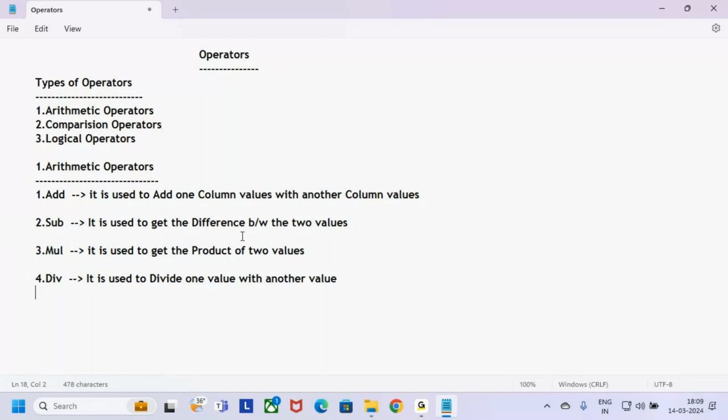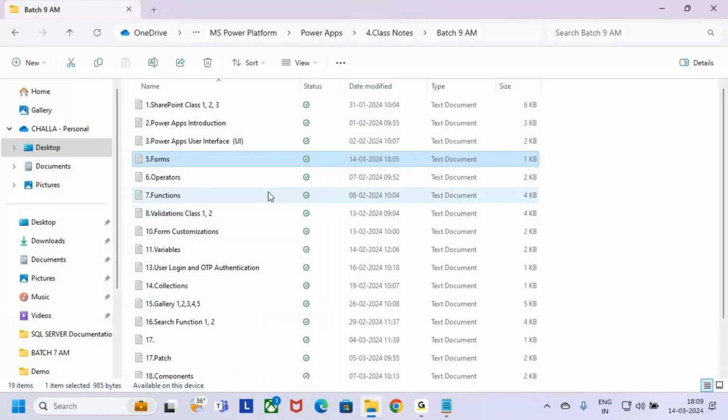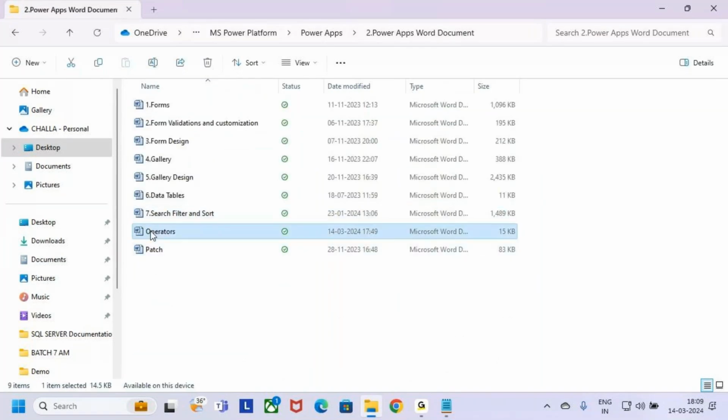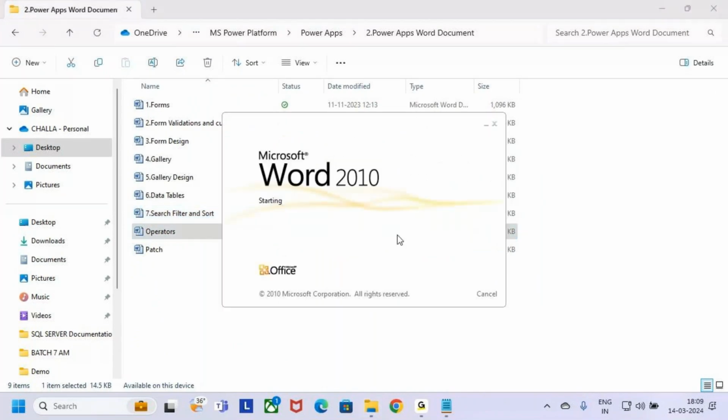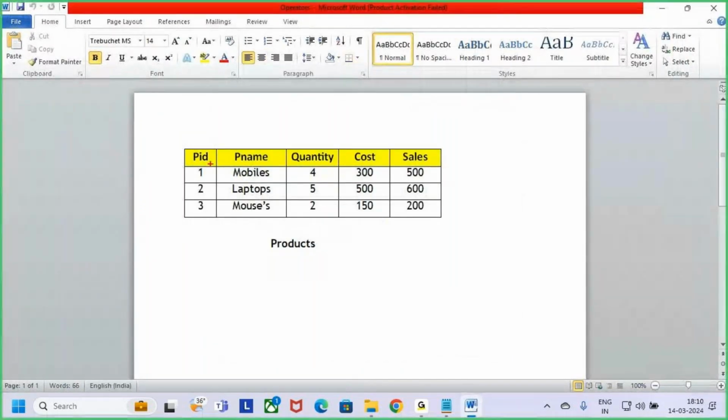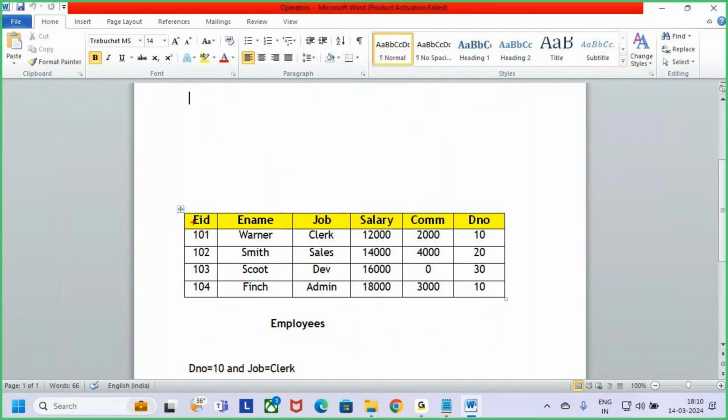Let me open a Word document now, and let me show you how to use these arithmetic operators. Let me open this operators Word document. Now see, I'm having two tables here, guys. One is the products table, and the next is the employees table.